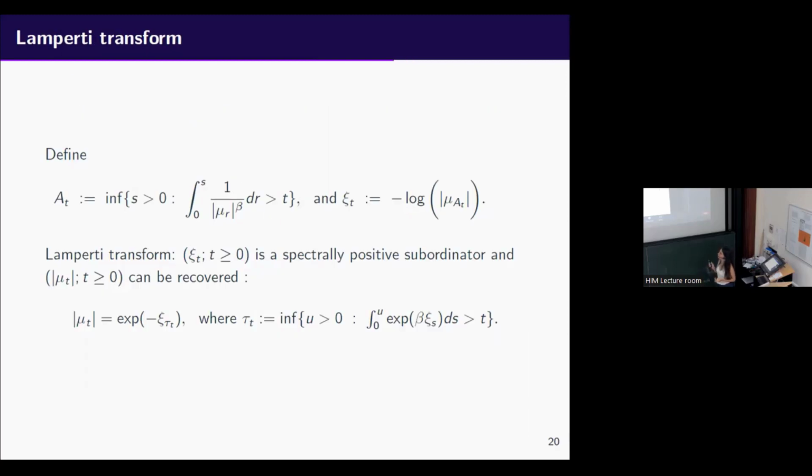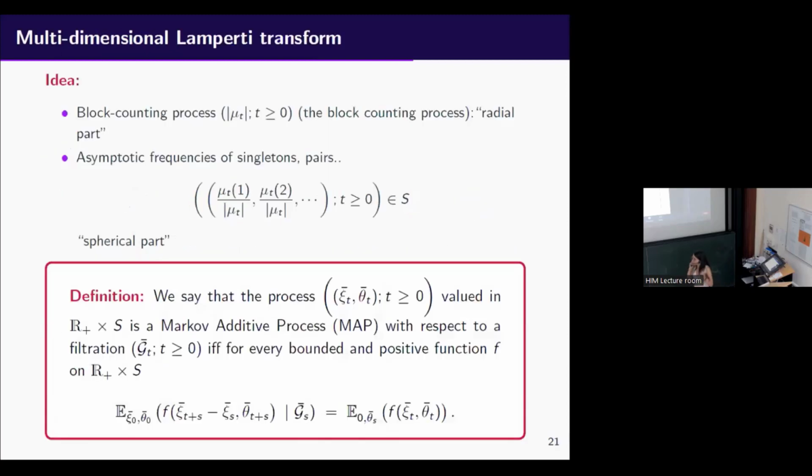So this is the normal Lamperti transform, but we want to do a multidimensional Lamperti transform, okay? So remember that we are not interested only in the block counting process, but in this vector that counts all the block sizes, okay? So we will consider the block counting process like this and the asymptotic frequencies of all the sizes. So mu1 divided by the norm, mu2 divided by the norm. This is like the frequency of singletons, the frequency of pairs, etc. Okay. And we are going to prove that this thing is a Markov additive process.